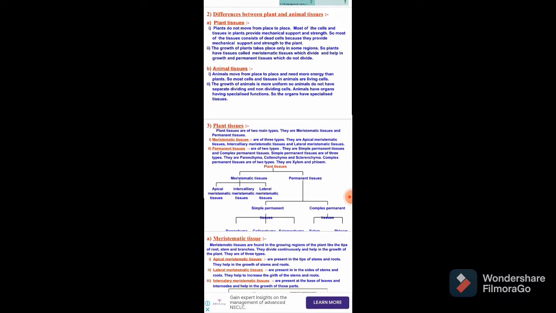The growth of a plant takes place only in some regions. So plants have tissues called meristematic tissues, which divide and help in growth, and permanent tissue, which do not divide.